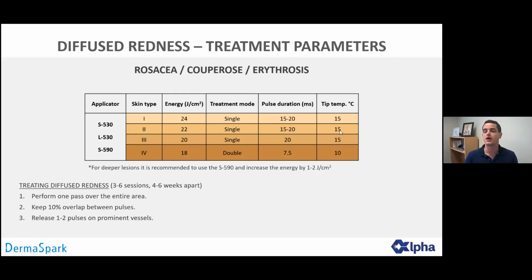In terms of how you do the treatment and what the intervals are, you would need approximately between 3 to 6 sessions that are spaced 4 to 6 weeks apart. What you do is the same as we do with diffused pigmentation. First, we do one pass all over the area. We keep 10% overlap between pulses, and then we release 1 or 2 more pulses on prominent vessels or areas with telangiectasia. Okay, so refer to these parameters when you are treating vascular diffuse redness.